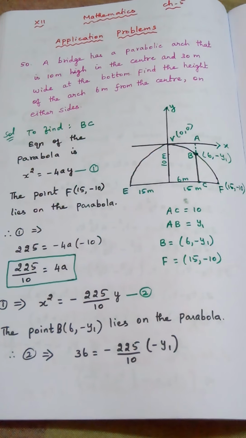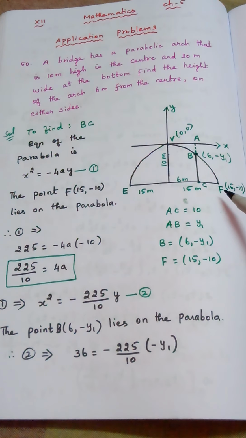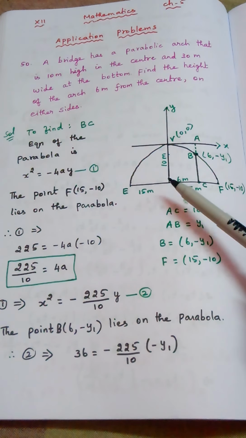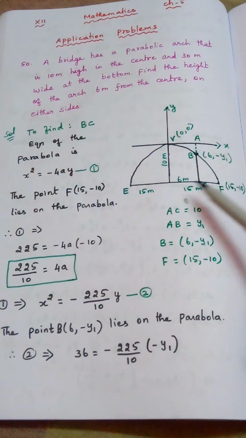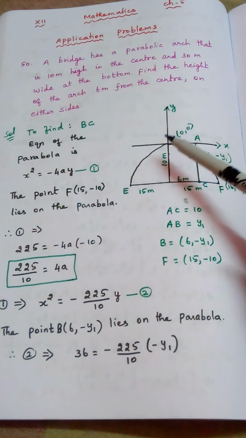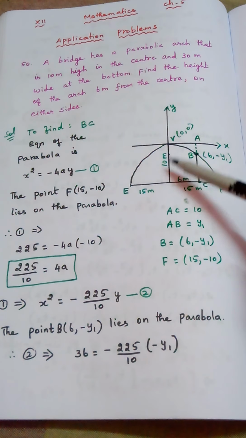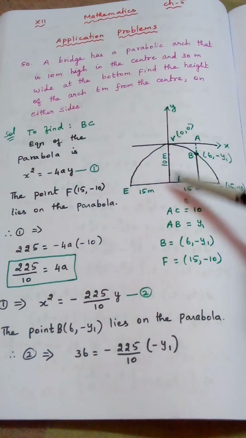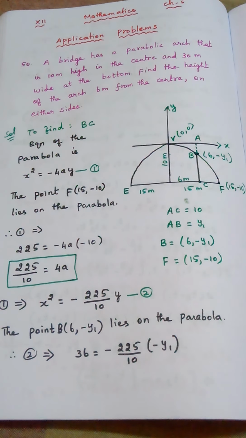Similarly, we will try to mark the point F. What is F? If you see the distance from the center to this, the x value is 15. So the x value I have written is 15. The y value from the origin, how much is this distance? 10 meter. Since it is downwards, minus 10. So 15 comma minus 10 is nothing but the coordinate of F. I think you will understand. It is important to understand the diagram, because the problem is easy, the diagram you should understand.